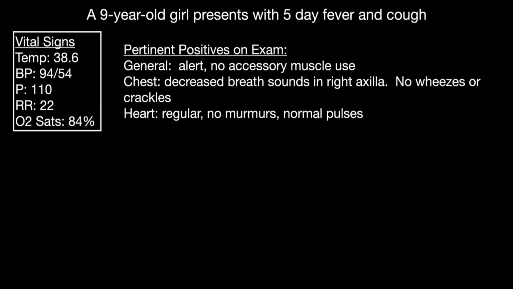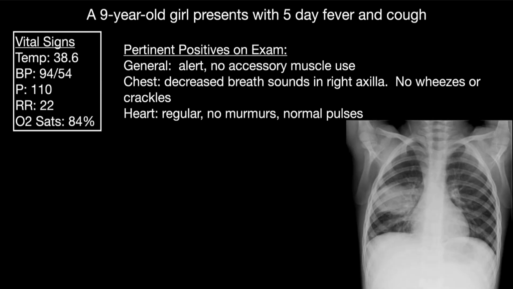Well, that's low. On her physical exam, she's got decreased breath sounds on the right axilla, but otherwise looks pretty normal. She's not working hard to breathe. She looks like she's breathing comfortably. This is her x-ray. Oh, that looks like a right middle lobe pneumonia, doesn't it? So what do you do next?